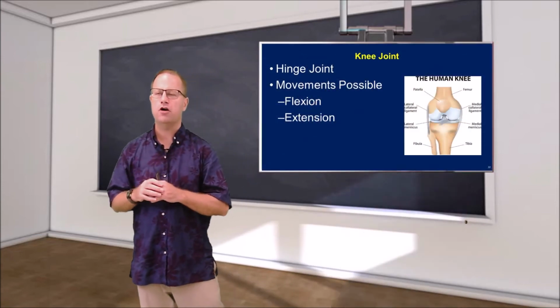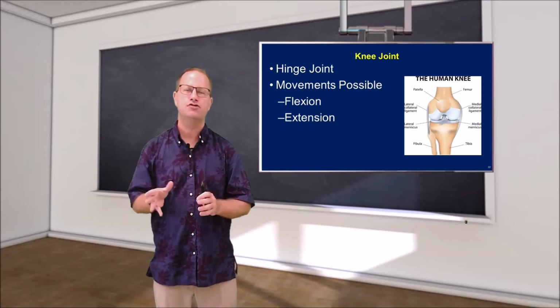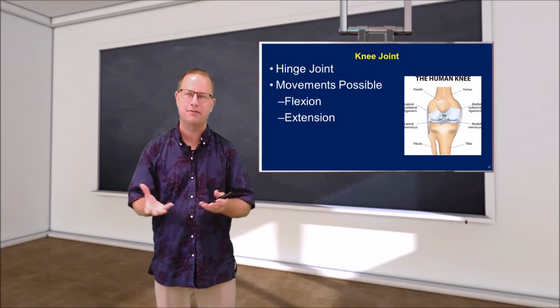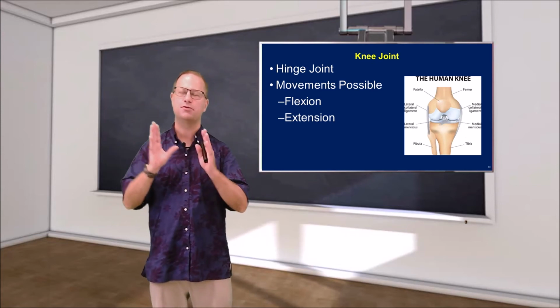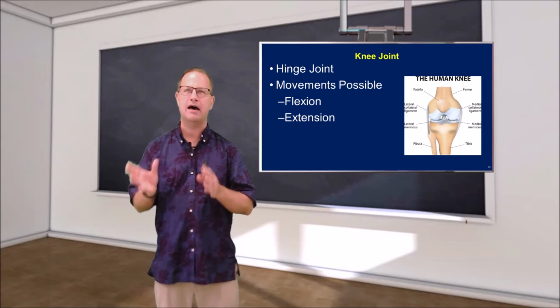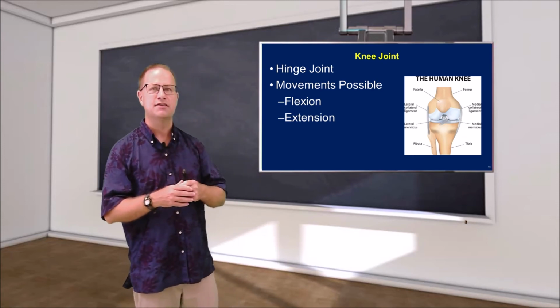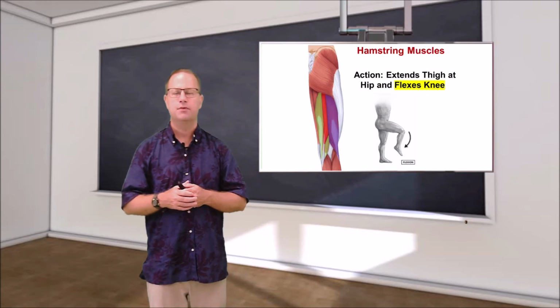All right, now let's go talk about the knee joint. For all intents and purposes, we're going to call the knee joint a simple hinge joint. It's actually not that simple. There's a lot going on in the anatomy, but the two movements that it really allows are flexion and extension. There's a little bit of rotation, but not enough to count. So we'll just call it flexion and extension. The knee is flexed when it is bent, and extended when it is straight.